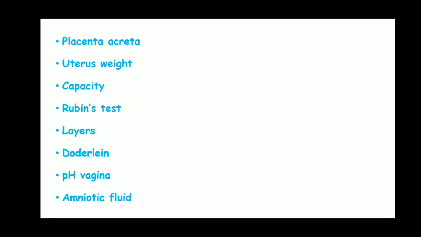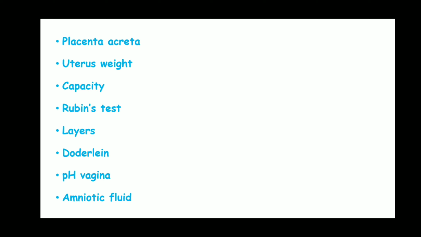Placenta accreta: any abnormally adherent placenta is known as placenta accreta. Normal non-pregnant uterine weight is 60 grams, and during pregnancy it changes to 1 kg. The capacity of a non-pregnant uterus is 3 to 4 ml, or less than 5 ml. This is significant when you are doing the patency of the fallopian tube test. Rubin's test is the one you do to check the patency of the fallopian tube.